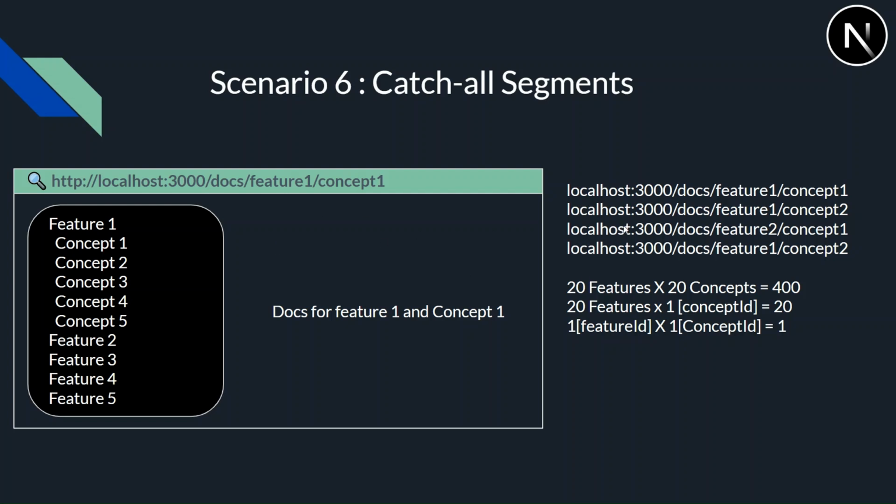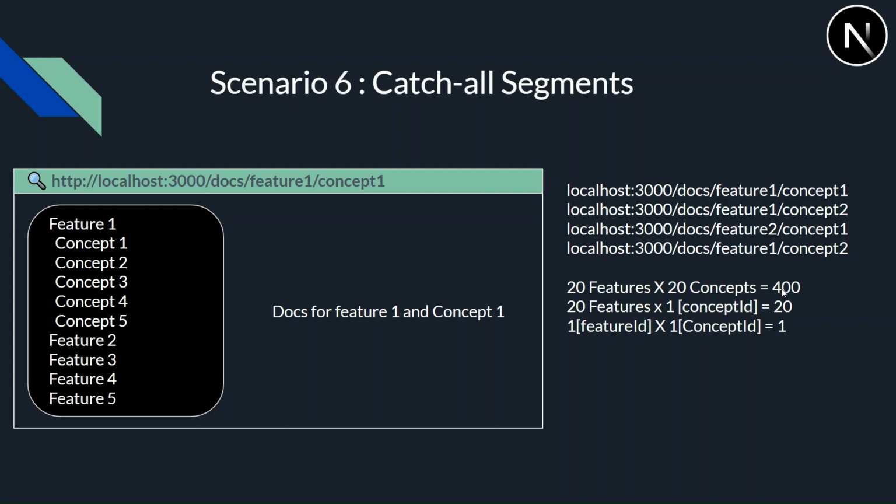And since each feature has 5 concepts, we have to go by different URLs like localhost:3000/docs/feature1/concept2. If we move on to feature 2, then the URL for that will be localhost:3000/docs/feature2/concept1. By mistake I wrote feature 1, so take it as feature 2 /concept1. The problem is that if suppose you have 20 features and each feature has 20 concepts, then we need to build 400 routes.